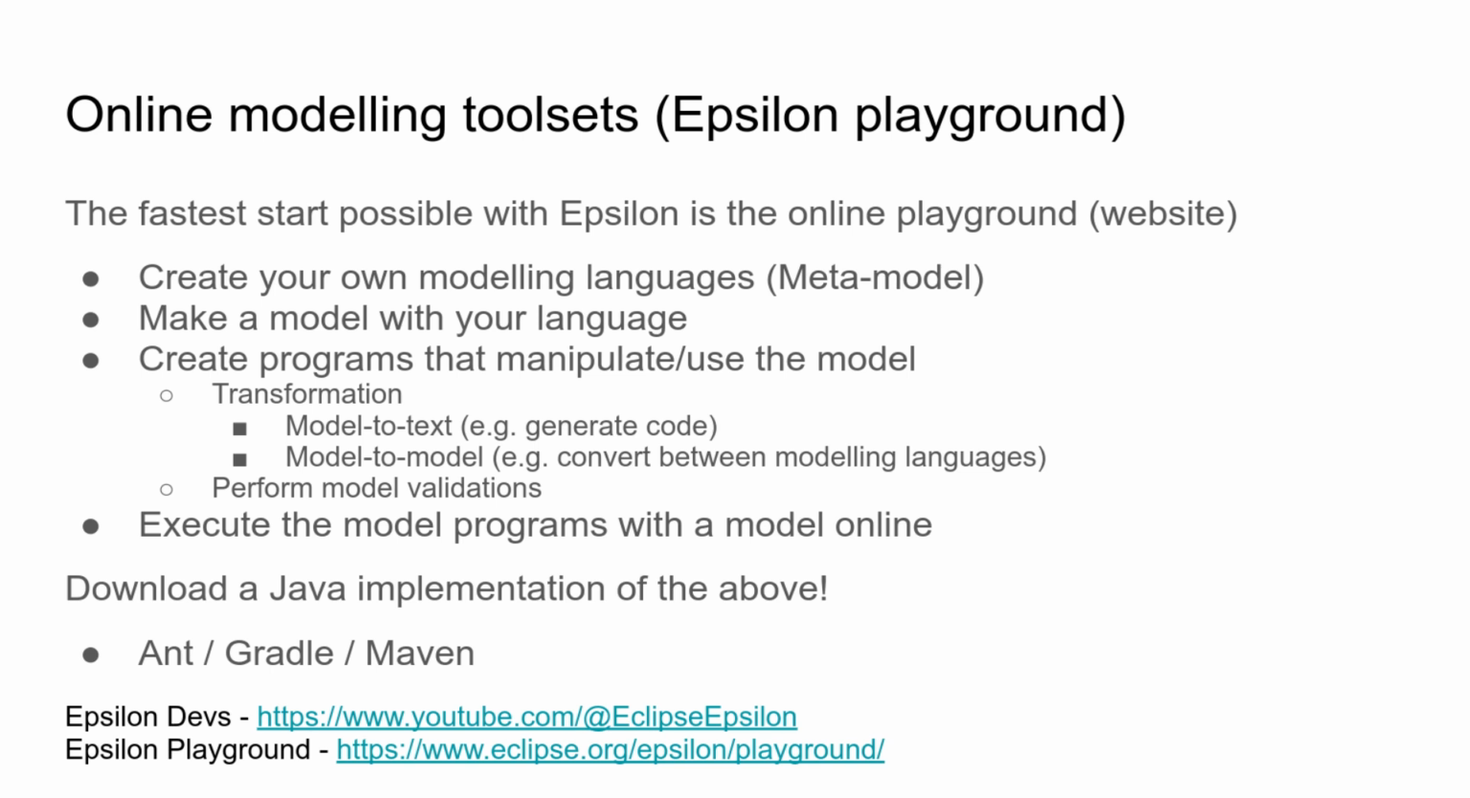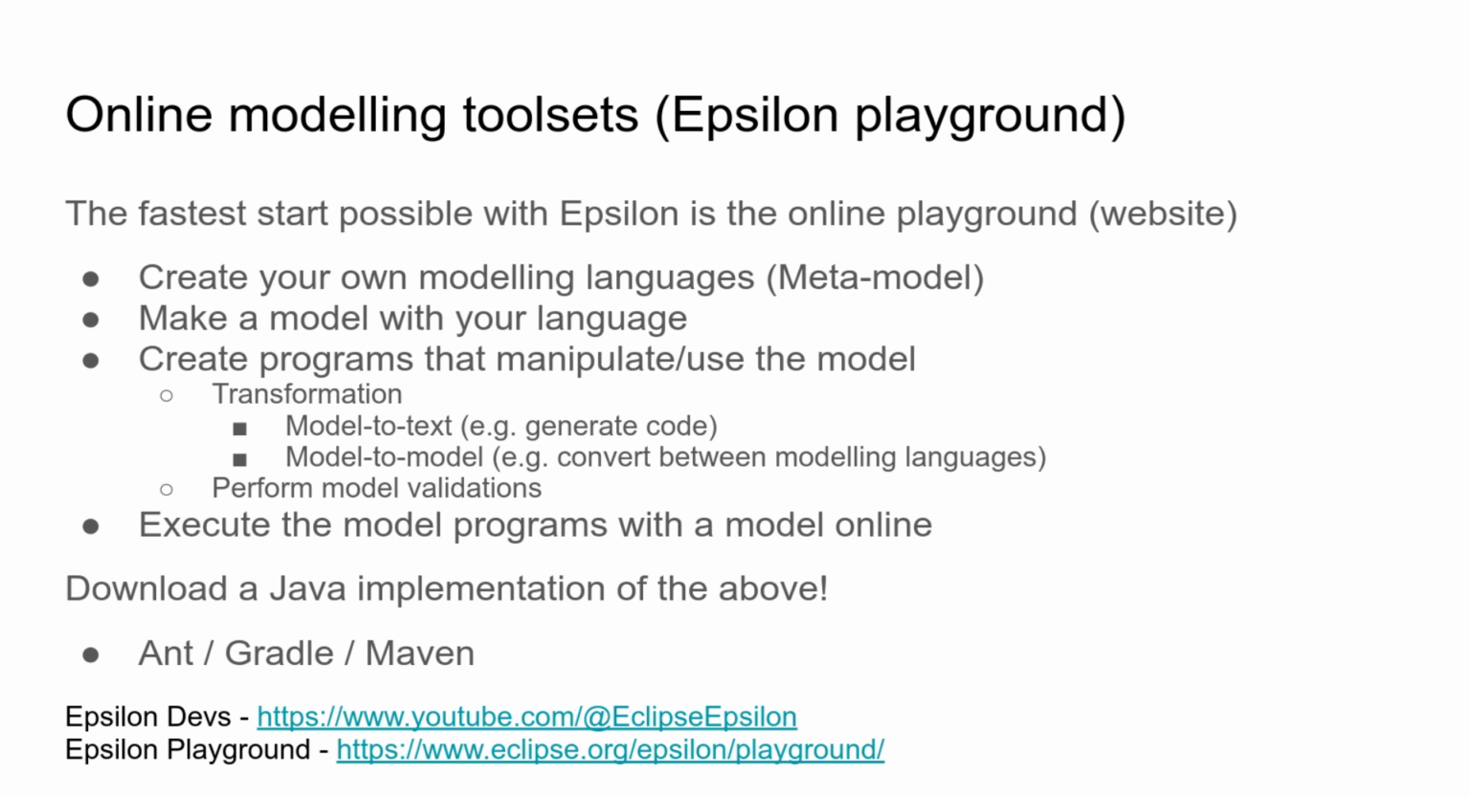Check that a model conforms to some sort of rule set. All of these programs can be executed within the playground online. You do not need to install anything on your machine, you do not need to compile any software, and there are links within that playground space to the documentation for the relevant components.